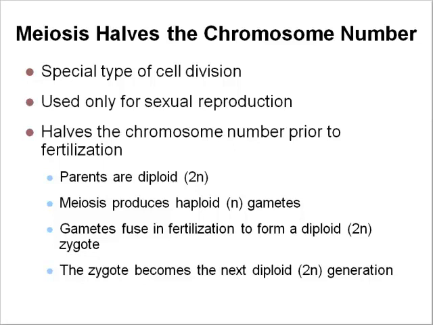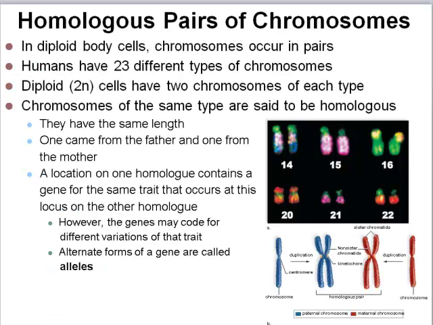And so you're familiar with diploid and haploid cells, you know that parents are diploid. Meiosis cuts that chromosome number in half, so you go from 2N to N, diploid to haploid, and then fusion of those haploid gametes results in a zygote that once again is diploid. Again, a zygote is a single-celled embryo.